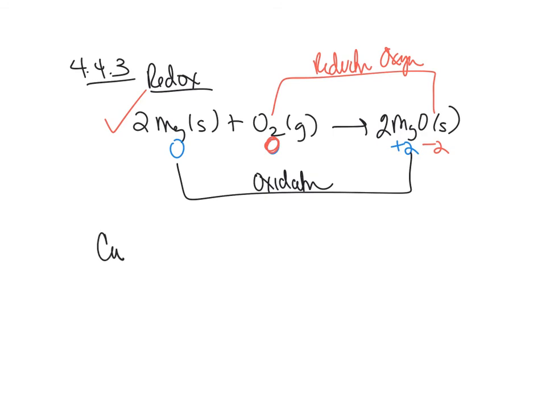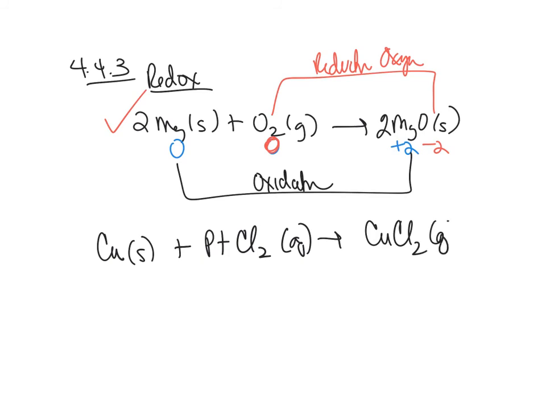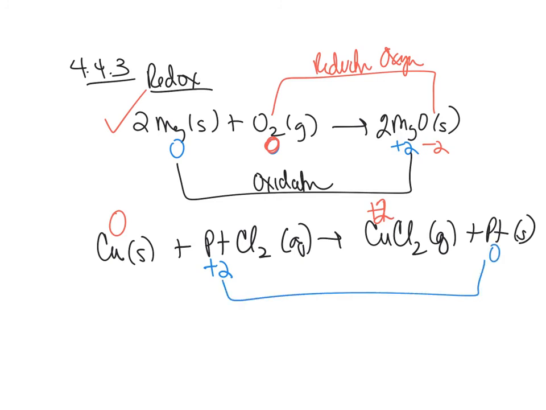You have copper plus platinum chloride, and you got it going to copper chloride plus platinum. And I see we have an element by itself, so I say, okay, that's a 0. Over here it's a +1. Nope, +2, isn't it? Platinum here is a +2, and over here it's a 0. So platinum is being reduced, and copper is being oxidized. So that's a redox reaction.